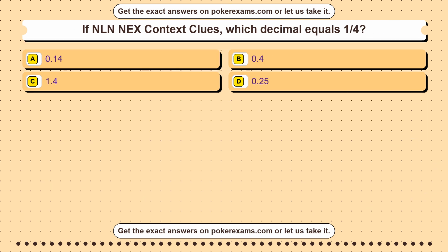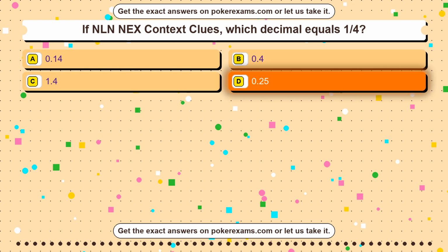Question 50. If NLN NEX Context Clues, which decimal equals 1/4? Option A 0.14. Option B 0.4. Option C 1.4. Option D 0.25. The correct answer is option D.